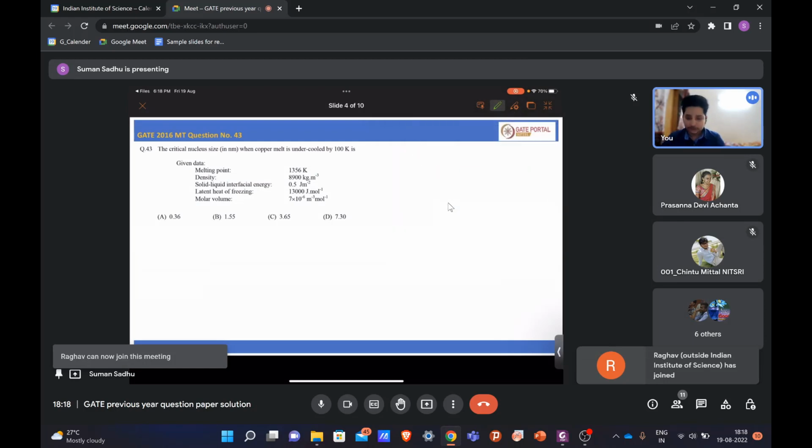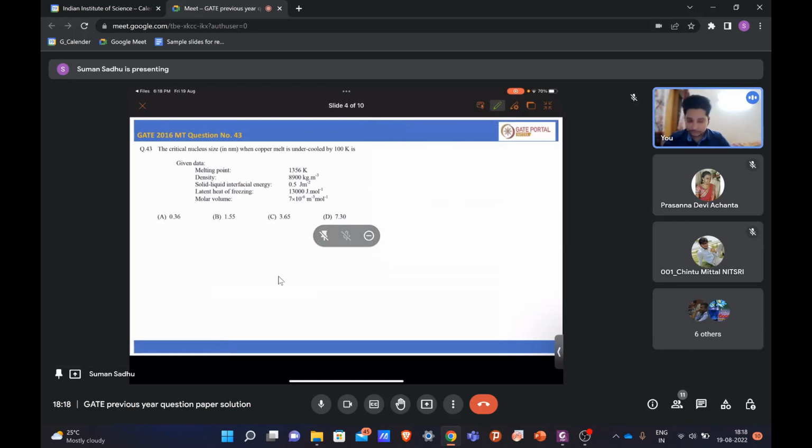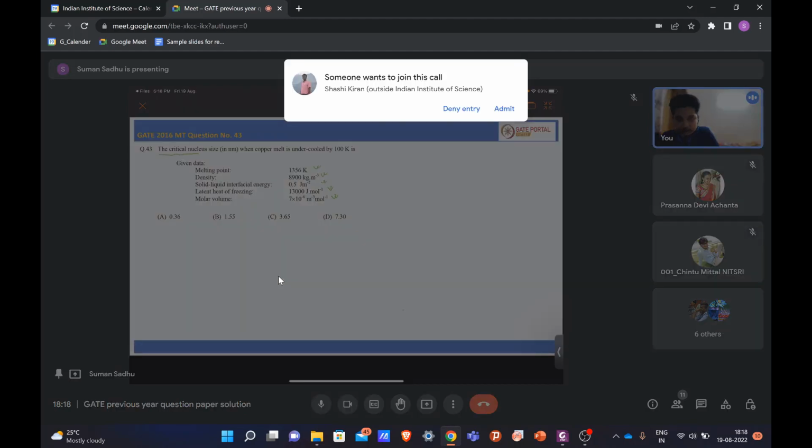Okay, so this is the next question. This is question number 43 of GATE 2016 Metallurgical Engineering. This question is on the undercooling of a liquid to form a solid. The question is: the critical nucleus size when copper melt is undercooled by 100 Kelvin. These are the given data: melting point of copper, density, solid-liquid interfacial energy, latent heat of freezing, and molar volume. We need to calculate the size of the critical nucleus.